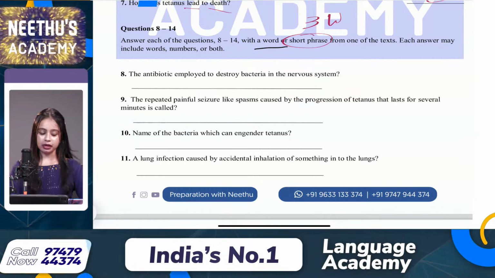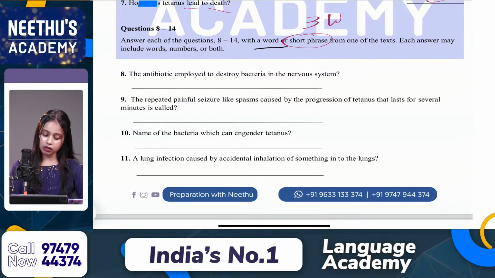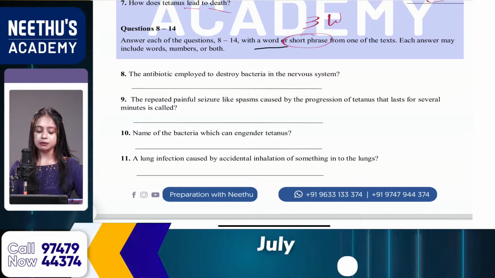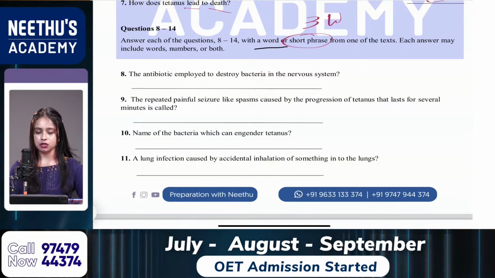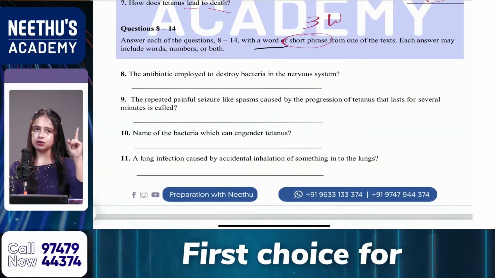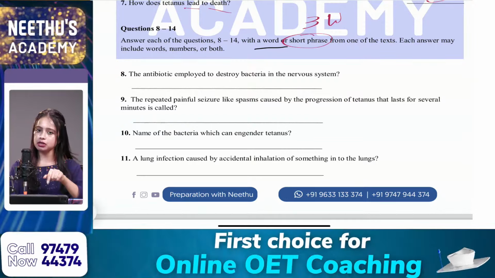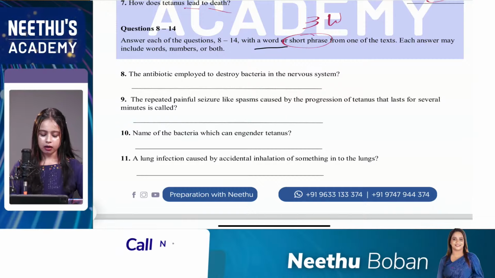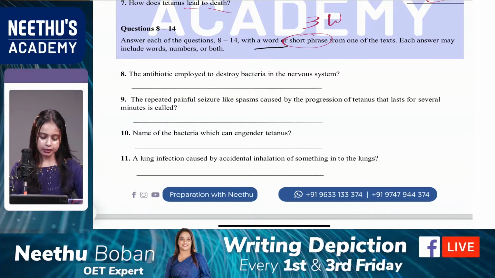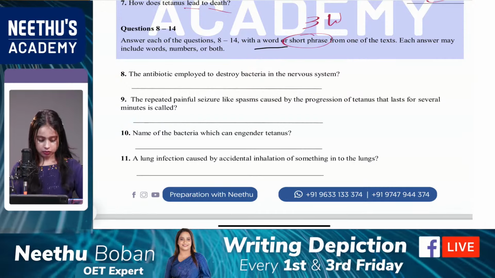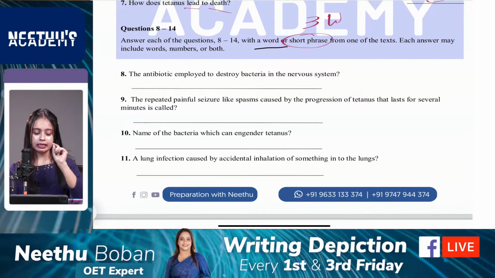Okay, so the first one, the 8th one: the antibiotic employed to destroy bacteria in the nervous system. So antibiotic, which means we can relate it with the treatment. So treatment is mentioned in text D, right? Okay, so what about the answer? So what are your keywords before that? Let me know. 8th question, your keywords and tell me your answer.